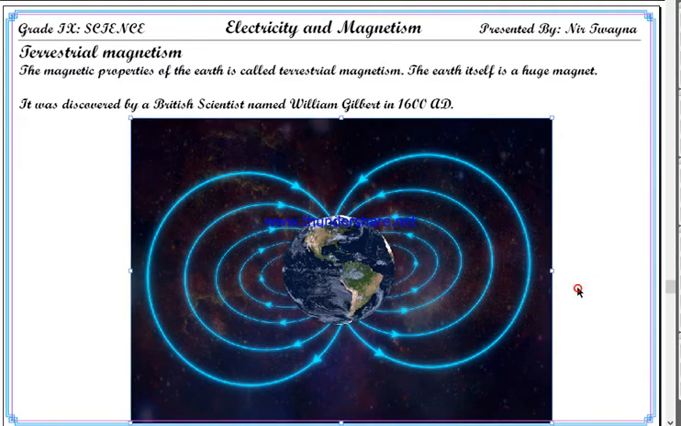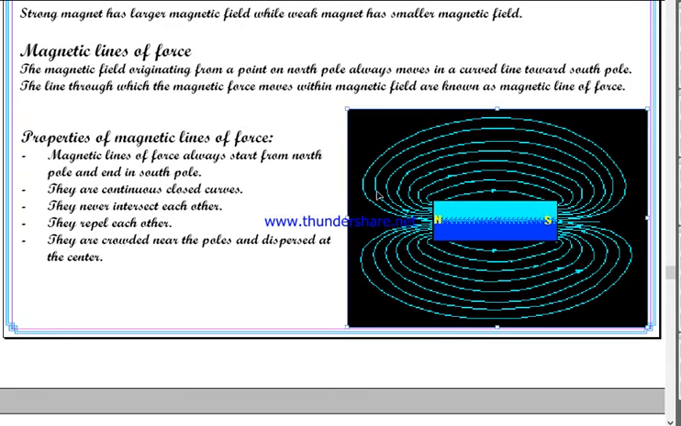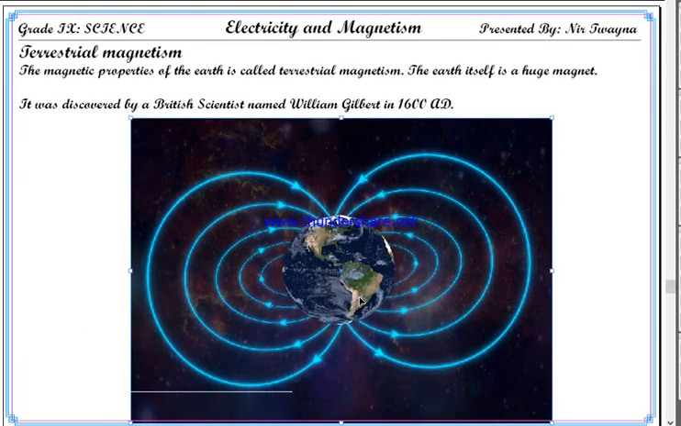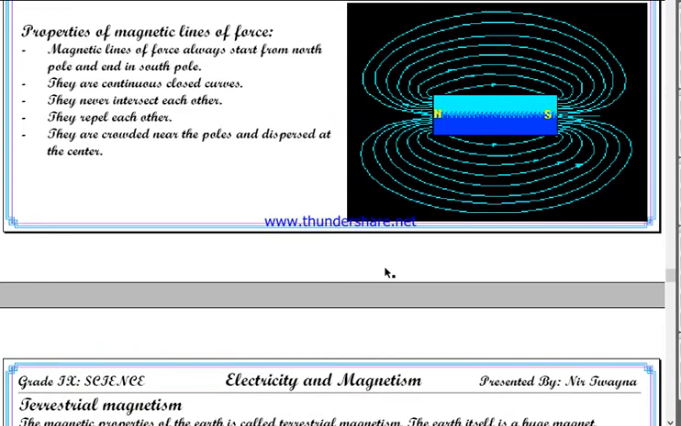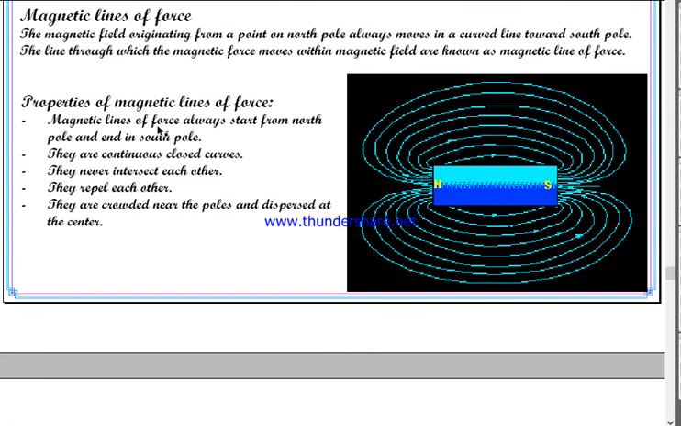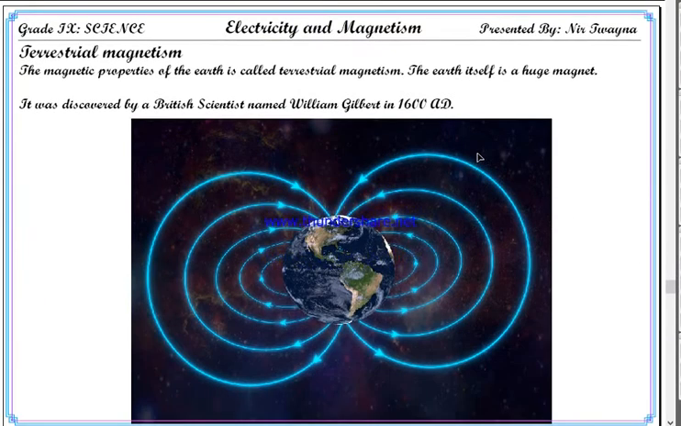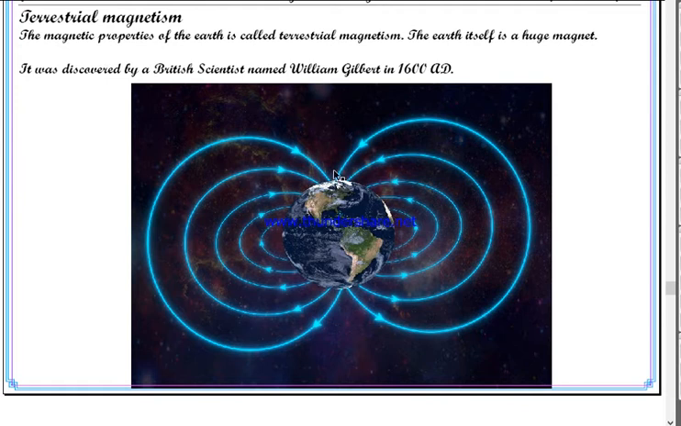The Earth itself is a huge magnet, and just like a magnet has its own magnetic field and magnetic lines of force, Earth also has its own magnetic field and magnetic lines of force. And here in the properties we say that magnetic lines of force always start from north pole and end in south pole. And here in earth also the magnetic line of force start from north.